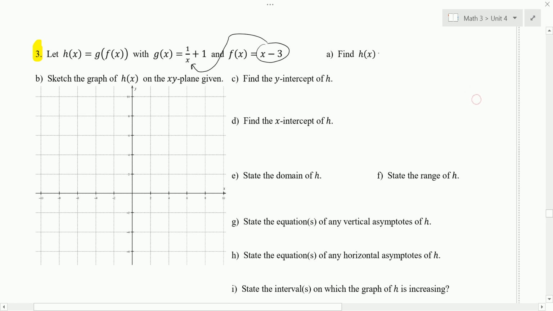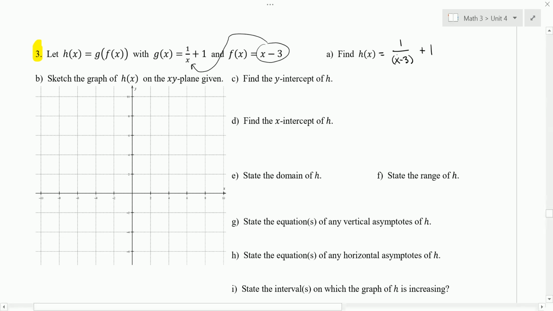So when I do that, I replace the x with x minus 3 and get 1 over x minus 3 plus 1. And there's our equation. Part B asks us to sketch the graph of h of x on the xy plane given.